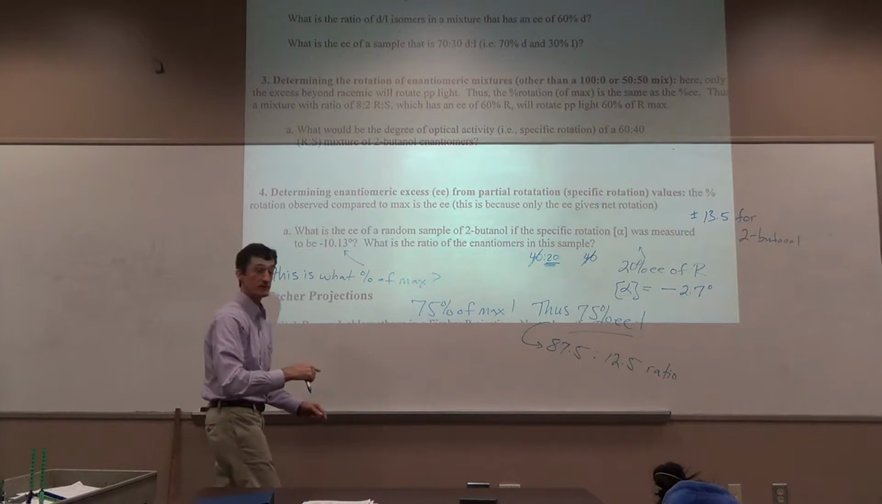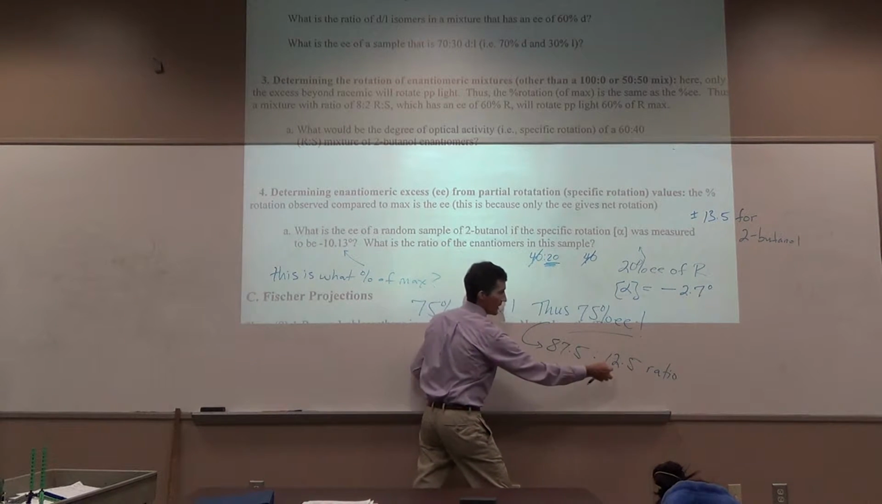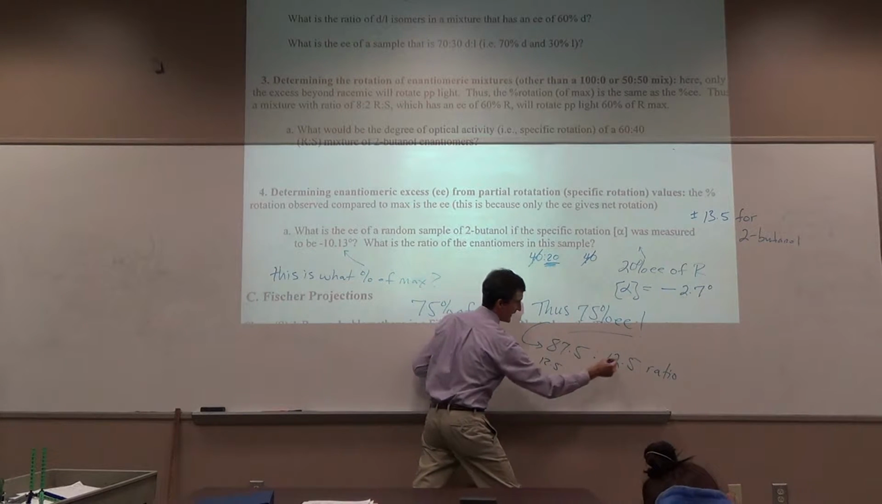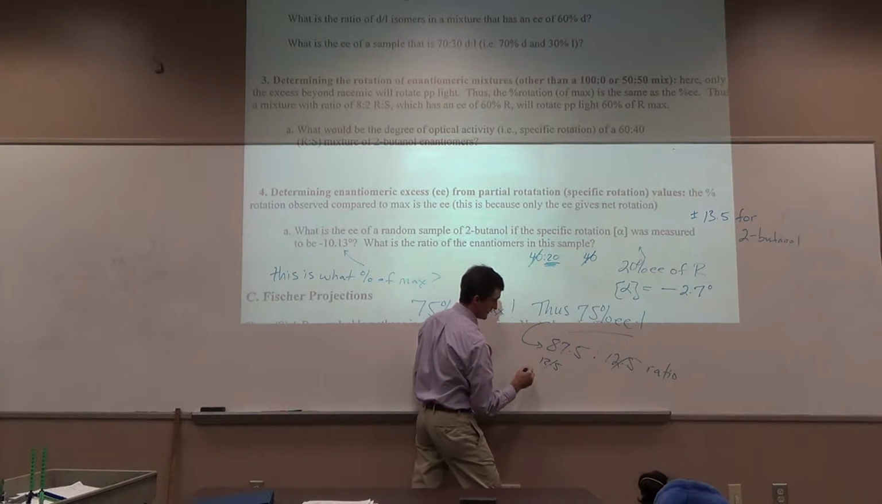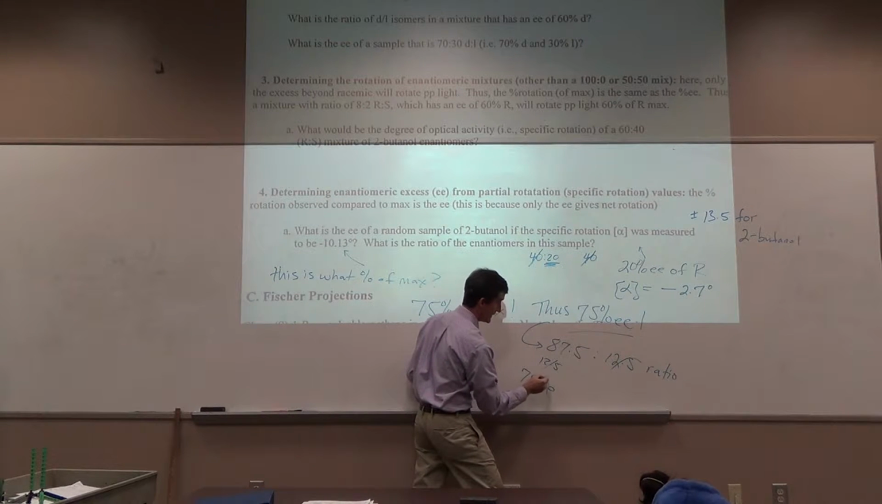Let's go backwards and make sure. Because if this is the ratio, what's the EE? 75. You need how much of this cancels that? 12.5. 12.5 cancels that. What are you left with here? 75. That's the excess. It's 75% EE excess.